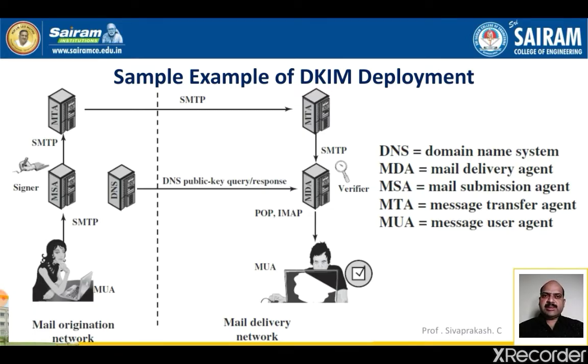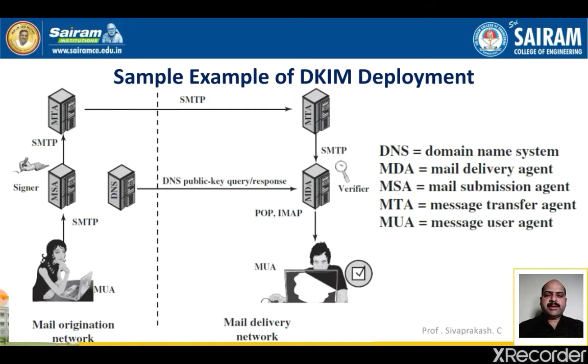The signed message passes through the internet via a sequence of MTAs. At the destination end, the MDA retrieves the public key for the incoming signature and verifies the signature before passing the message on to the destination email client. The default signing algorithm is RSA with SHA-256, though RSA with SHA-1 may also be used.